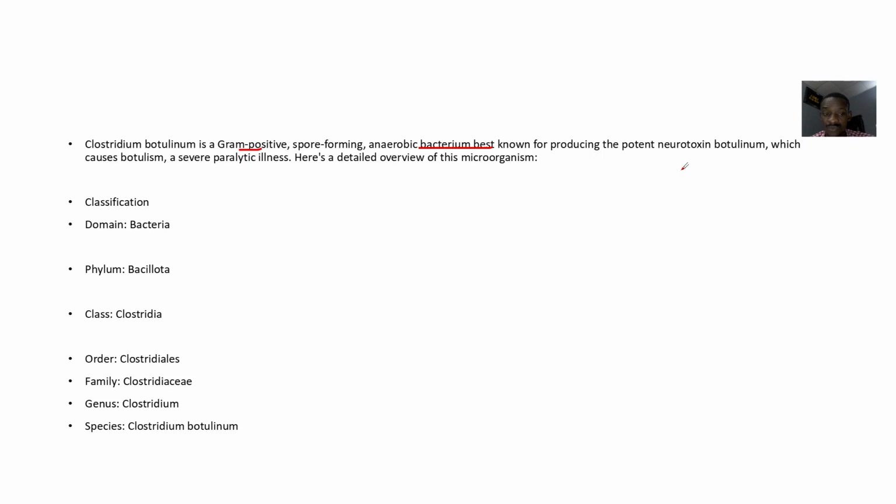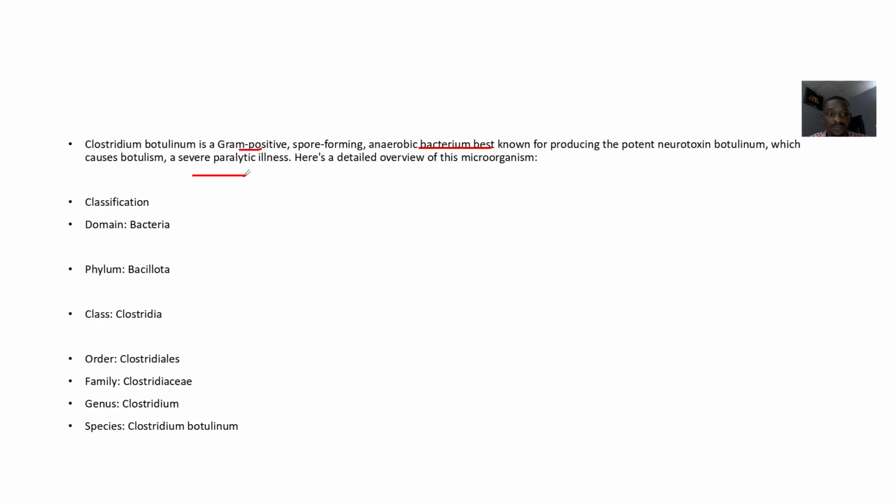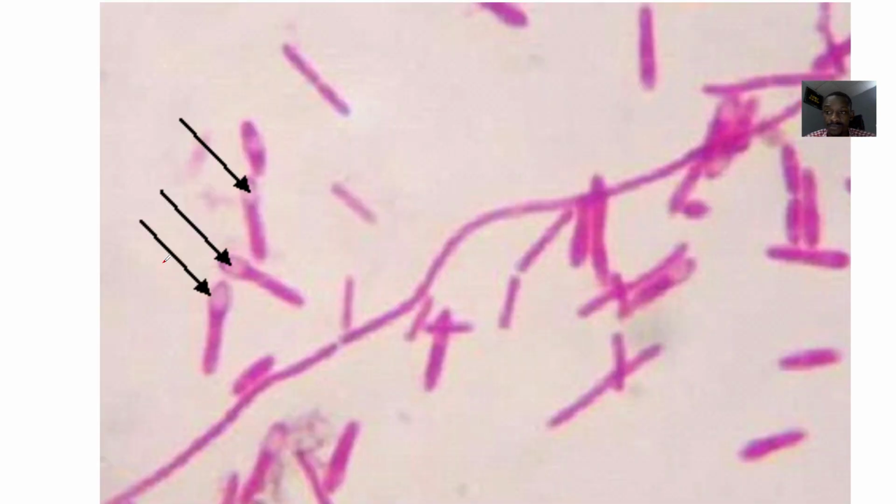So this botulinum neurotoxin can cause paralytic illnesses. It can basically stop the action of nerves, paralyze muscles and all of that. Okay. So what is the classification of this Clostridium? The domain is bacteria, phylum is Bacillota, class is Clostridia, order Clostridiales, family Clostridiaceae, genus is Clostridium, then the species is Clostridium what? Botulinum.